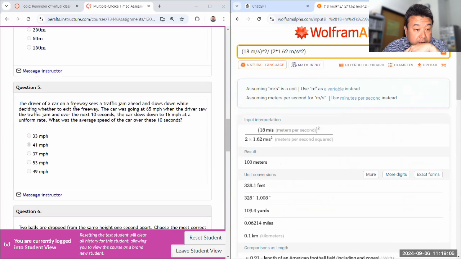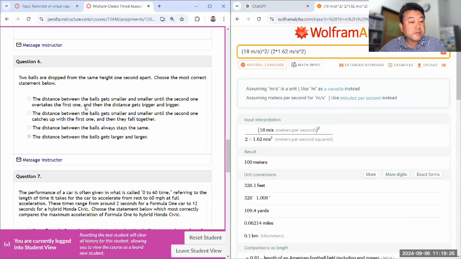Traffic jam slows down, going at 65. You don't need the time, all you need is the initial and the final, and then it's a uniform rate. Then it's a sum of these, so 81 divided by 2, that's 41 rounded up. That's correct. Two balls are dropped from the same height, 1 second apart.